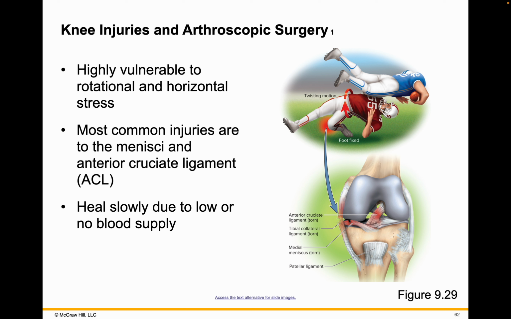The knee is highly vulnerable to rotational and horizontal stress. Common injuries include tears to the meniscus and the anterior cruciate ligament, the ACL. Because of the blood supply to these, they heal very slowly, often have to be repaired surgically.